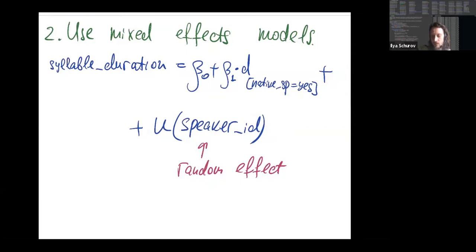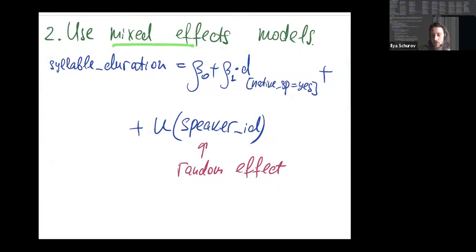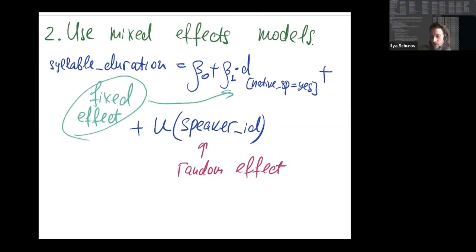And this is how we do these mixed effects models. Actually, it is called mixed effects because there are two kinds of terms in this model. This term is called random effect. And these terms are called fixed effects. Actually, this is intercept, but fixed effect is that one. And because we have two kinds of effects, fixed effects and random effects, this is called a mixed effects model.